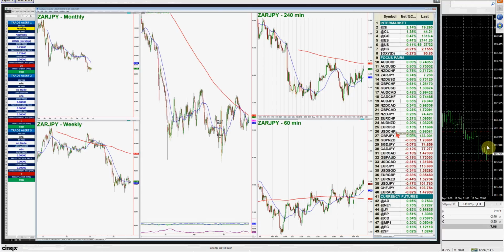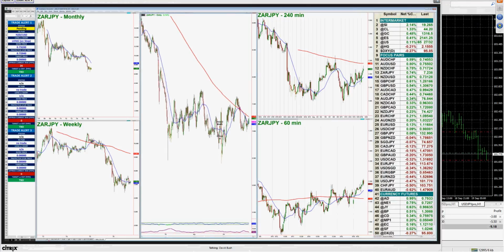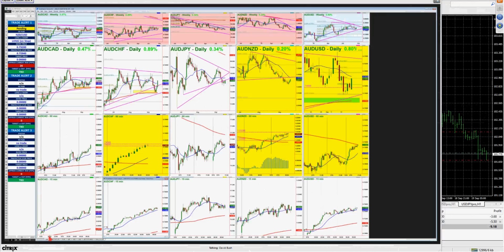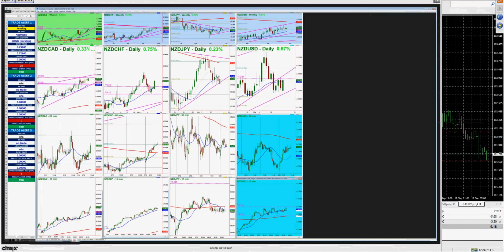Would be rather flat, and it is, in fact. You can see Euro US right in the middle there is 0.13. So kind of a mixed picture this morning. And we'll talk a bit more about those nuances that exist here. I certainly see many. So we'll get to those.